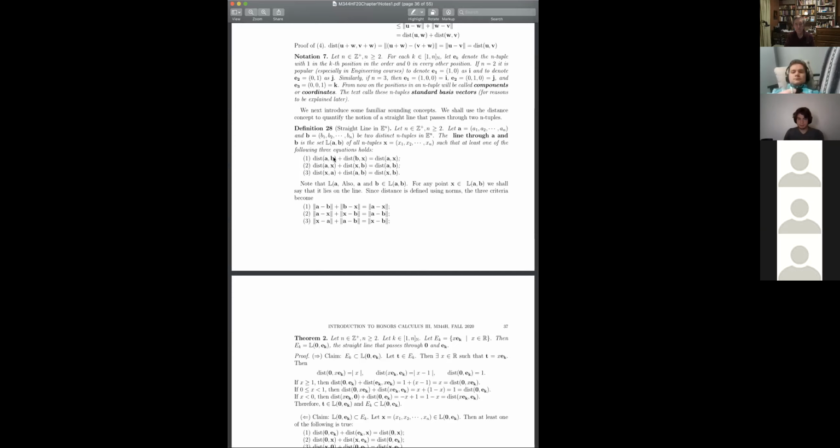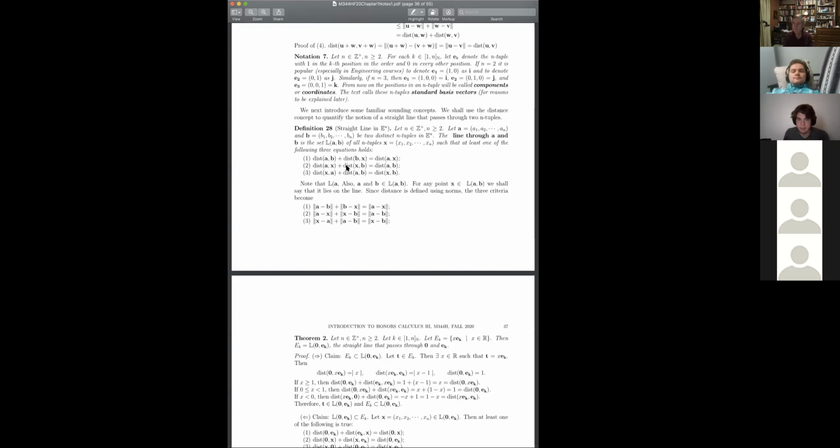Here we go. Okay, these 3 things say the distance from A to B plus the distance from B to X is the distance from A to X. That's when the X is outside A and B. This one says the distance between A and X and the distance between X and B is the distance between A and B. That says the X is between the 2.